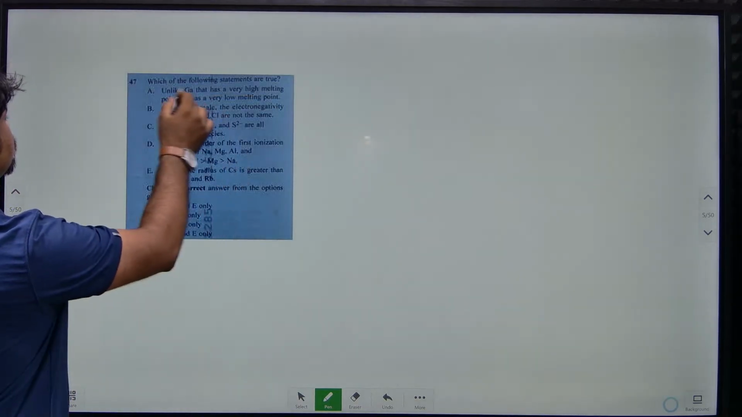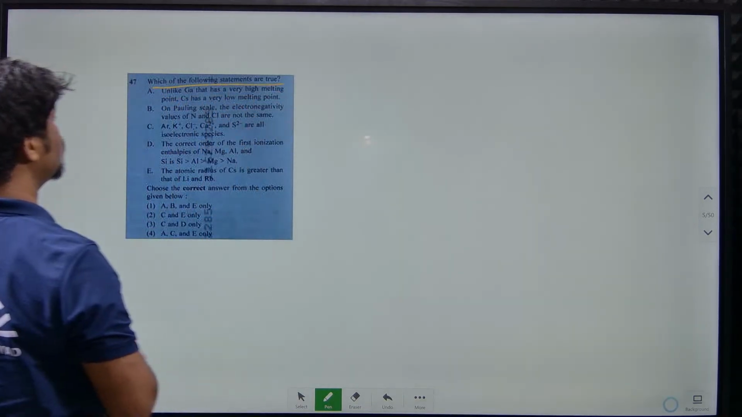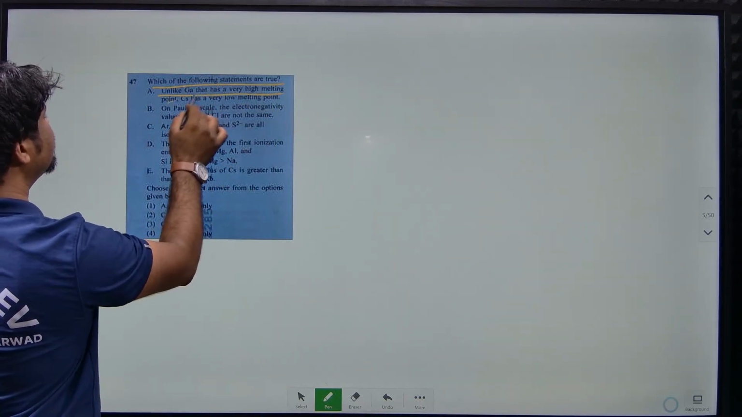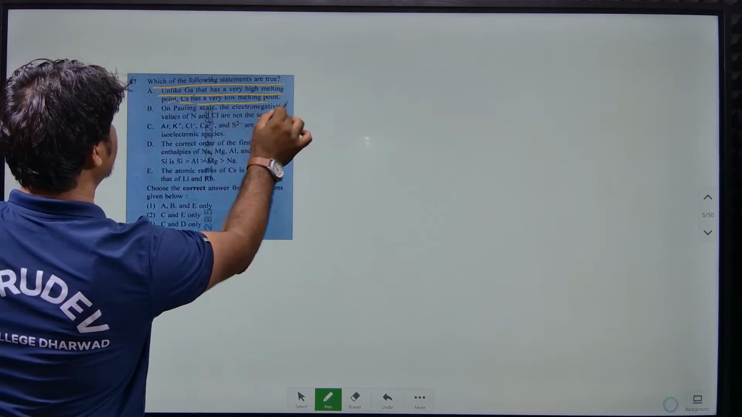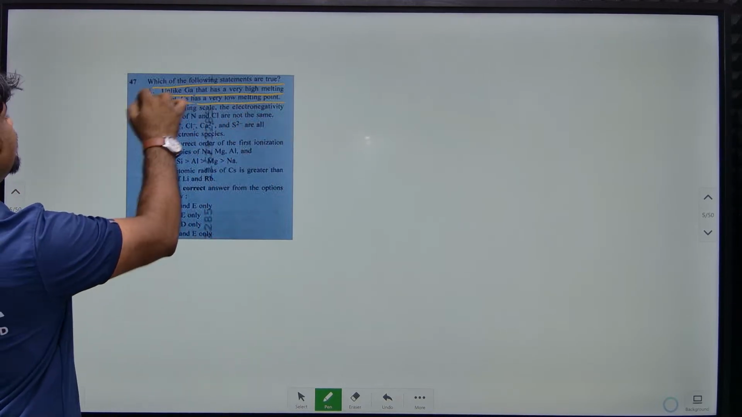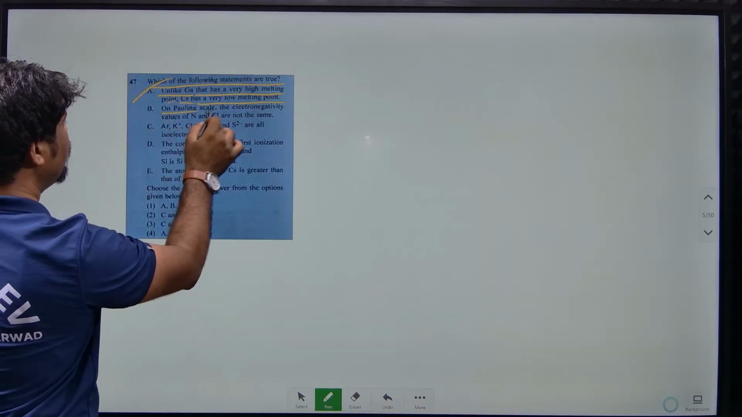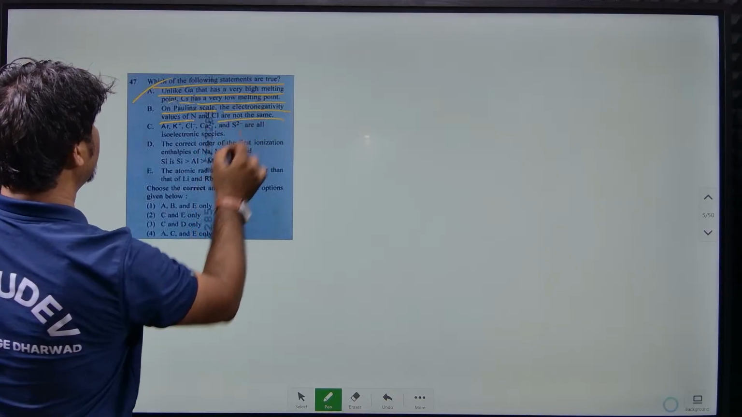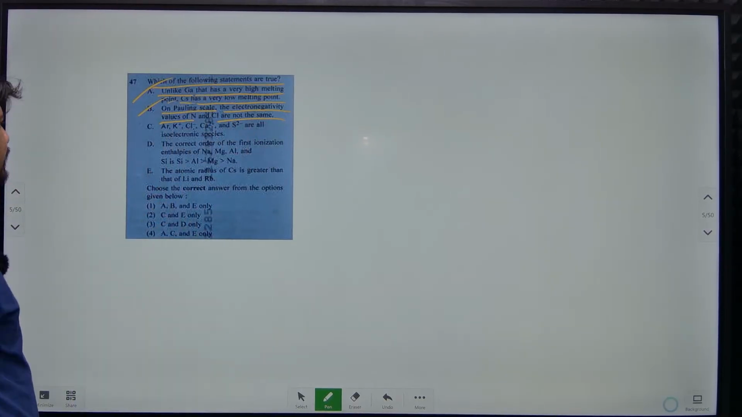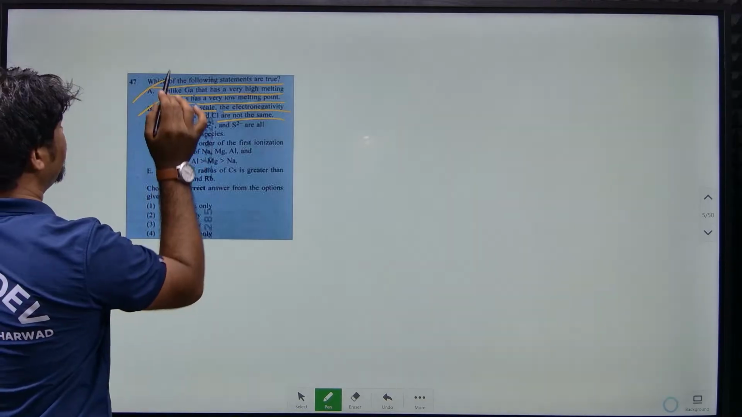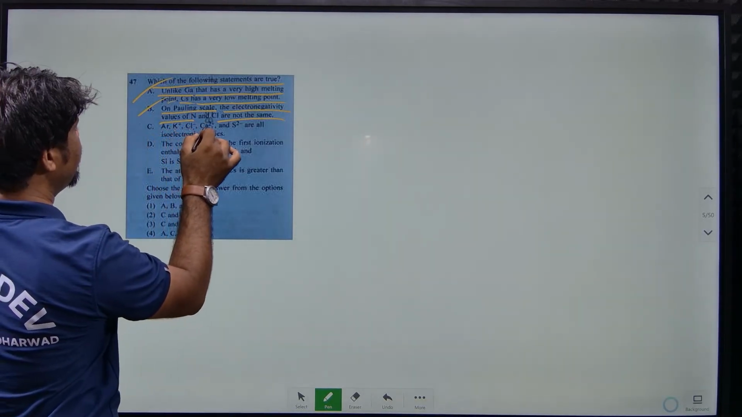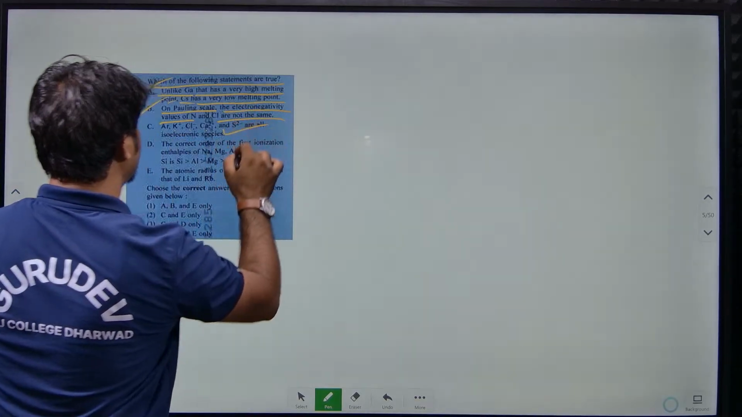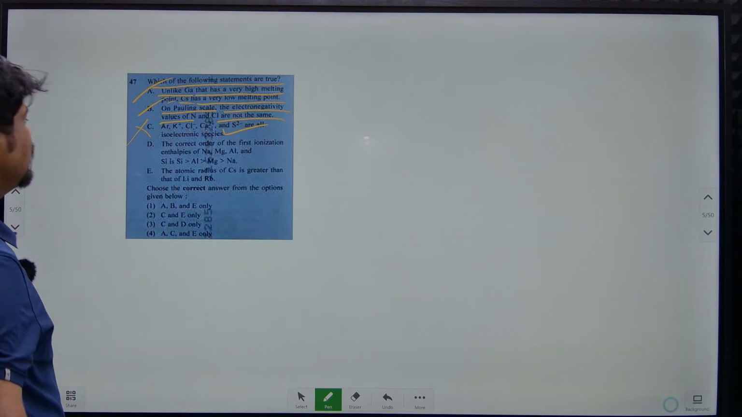Go to the next. Which of the following statements is true? Unlike gallium, which has a very high melting point, cesium has a very low melting point. Statement A is right. On the Pauling scale, the electronegativity of N and Cl are not the same. Yes, B is also right. Argon, K+, Cl−, Ca2+ and S2−: all are not isoelectronic species.